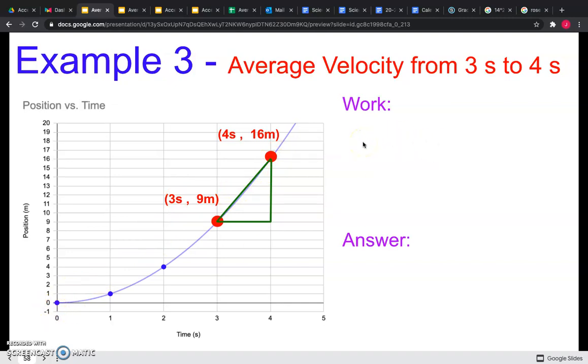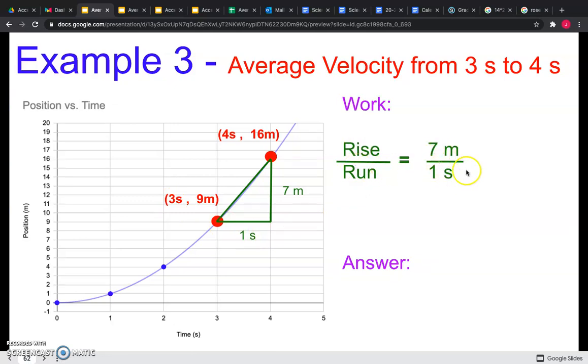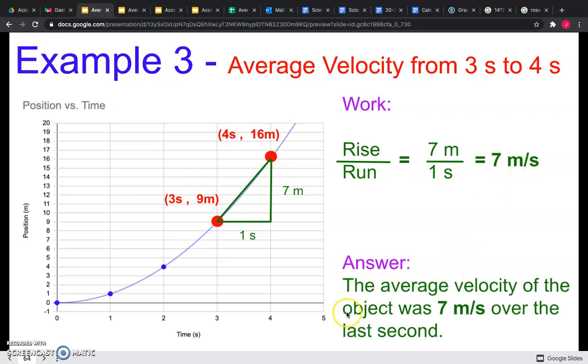So let's see here, we need to figure out the rise. That's going to be 16 minus 9, so that should be 7 meters. The run is going to be 4 seconds minus 3 seconds, so just 1 second. Then for my work, I'm going to take the rise over the run. So I'm going to do 7 meters over 1 second. That's going to equal 7 meters per second. So then my answer is that the average velocity was 7 meters per second over the last second.